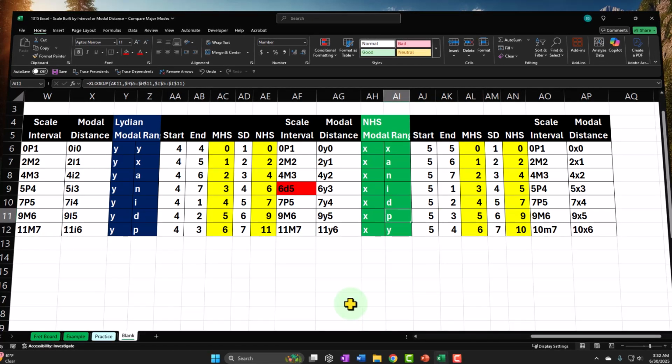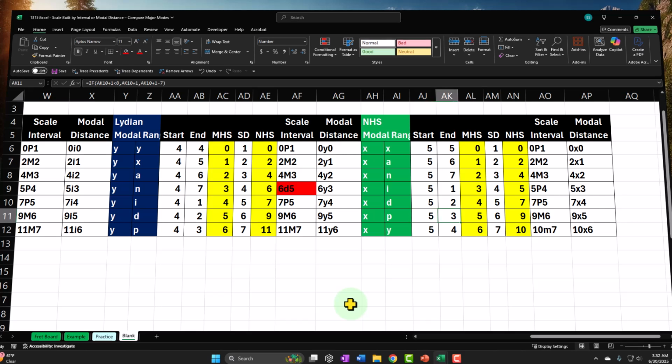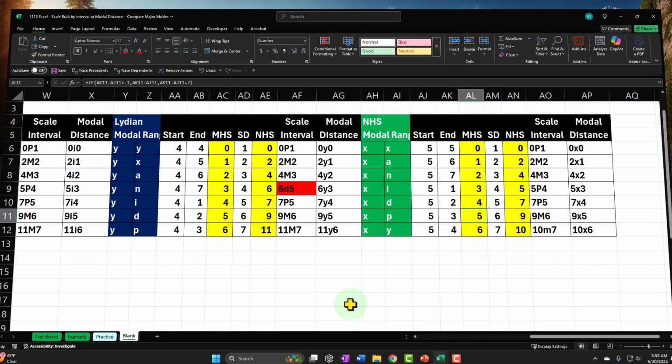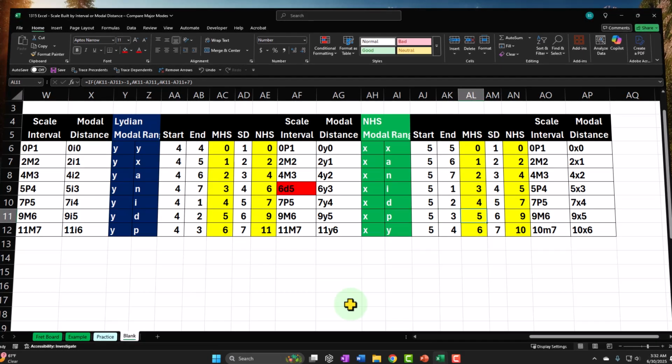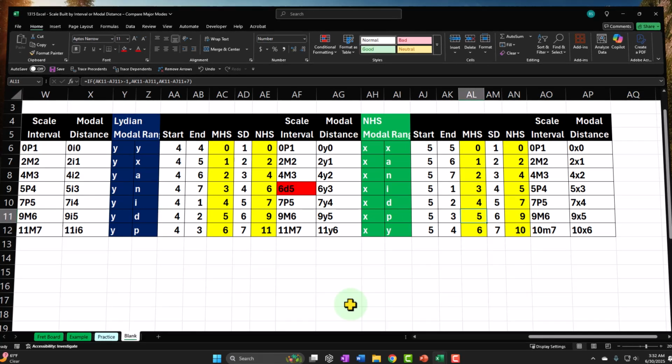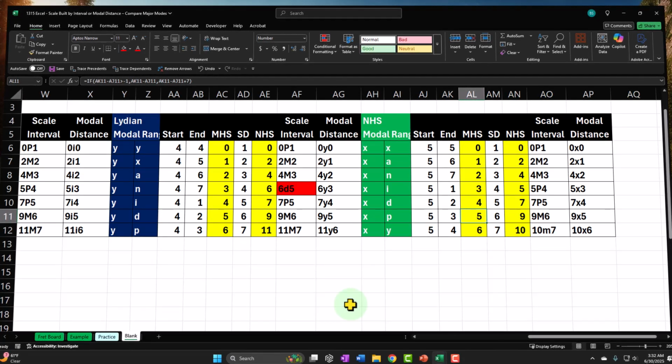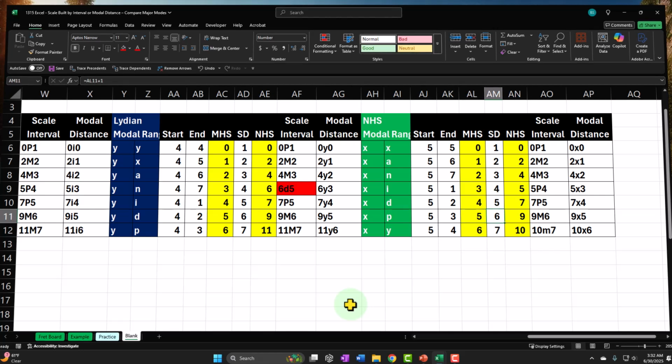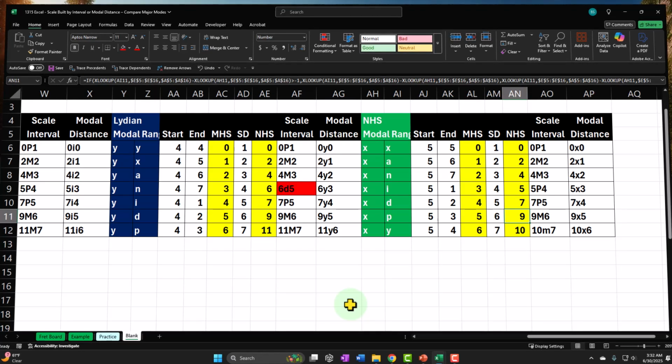An XP modal range is a 5-3 modal range. That has a modal half step of 5, because we're going around the block, right? So it's 5, 6, 7, 1, 2, 3. So that's going to be 6, and the note half step is 9.